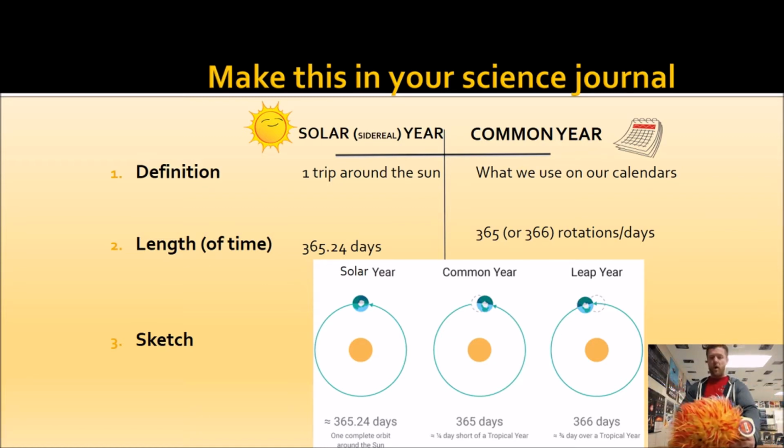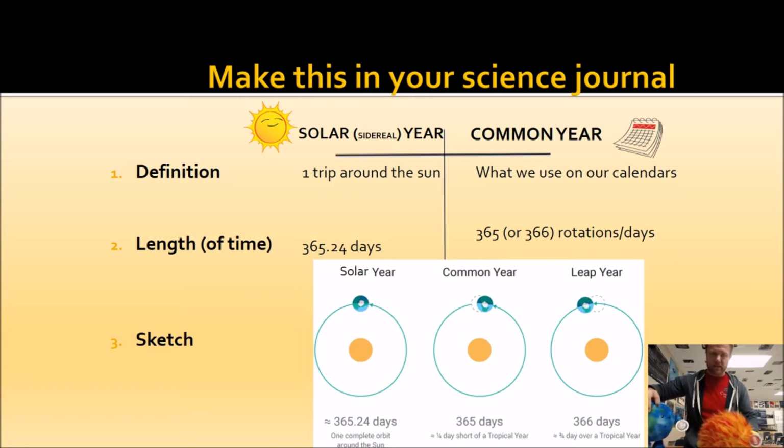In order to go one full trip around the sun, that is 365.24 days. So it takes 365 spins plus a little bit more of a spin to get back to right where we started. Our calendar, though, is hooked up to how many spins our Earth does.